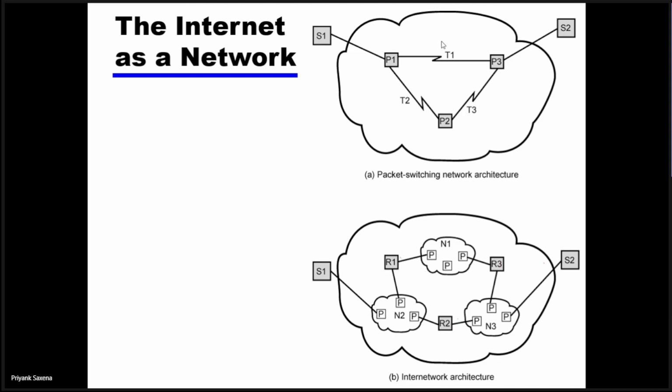So the picture difference, you can see that it is a packet switch network, and this is basically an internet where this is replaced with a network. Each network is connected with, so this P stands for packet switching nodes, right? Packet switching nodes, right?